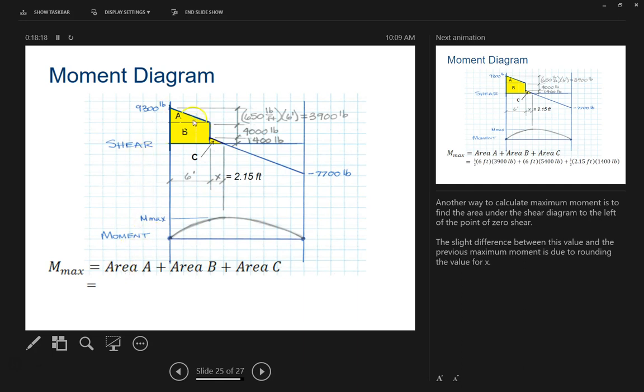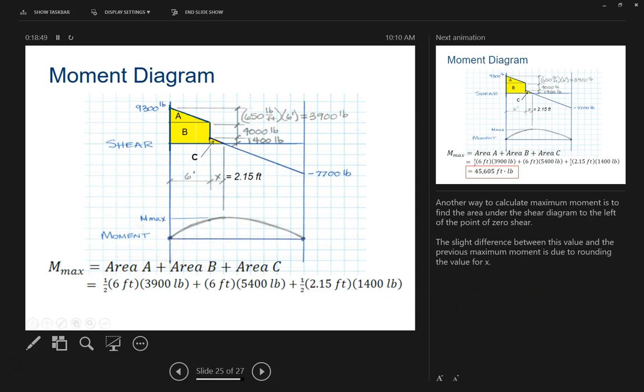So if you just break this down into the shapes of area A, area B, and area C, you see them up here, A, B, and this tiny little triangle C. If you add all of them up, you get the maximum moment underneath here. So you get that same number. So if you take a look at that, it's just some pretty simple geometry, right?